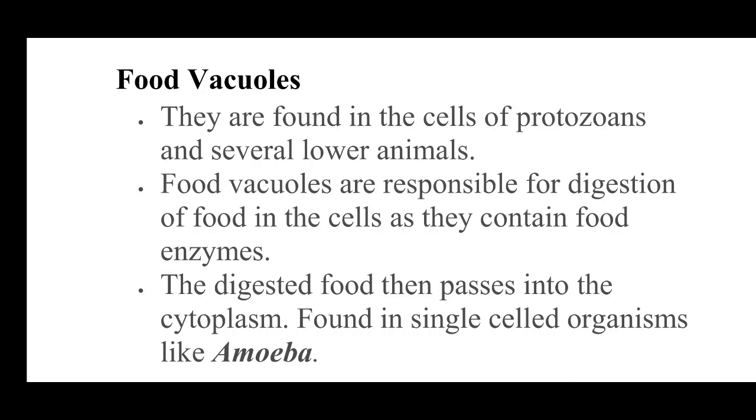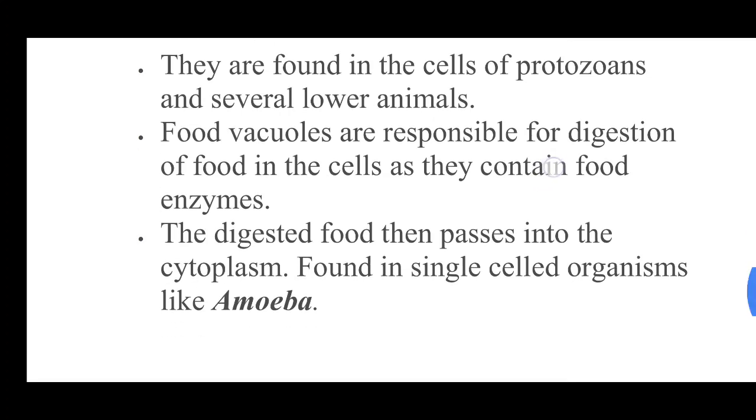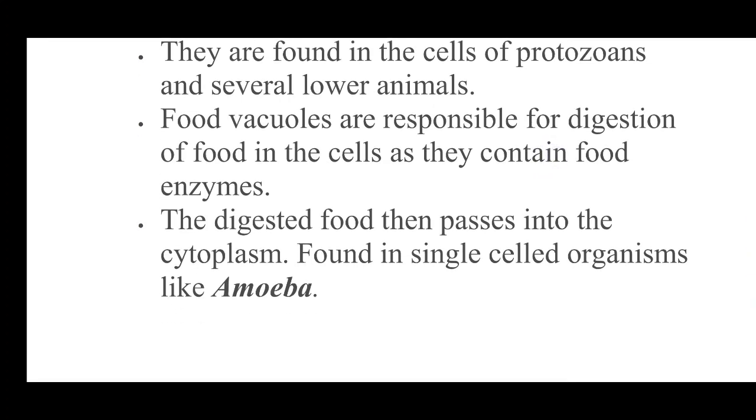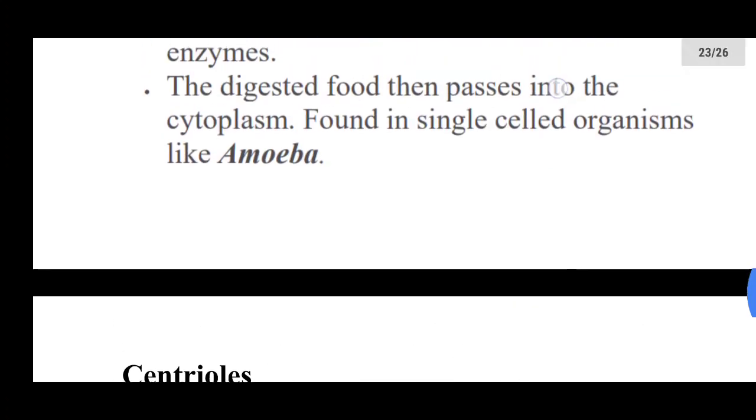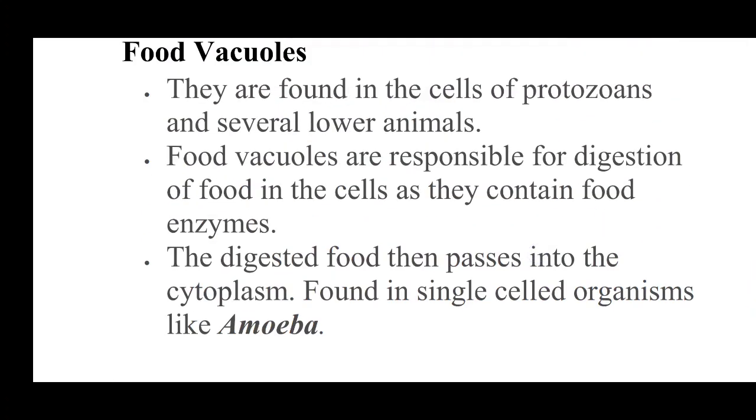As you know that in amoeba the cells have not transformed into tissues because it is a unicellular organism, so it doesn't have different organs. So the food vacuoles do the process of digestion. The digested food that passes into the cytoplasm is found in single cell organisms like amoeba. So here we complete the different types of vacuoles present inside a cell.